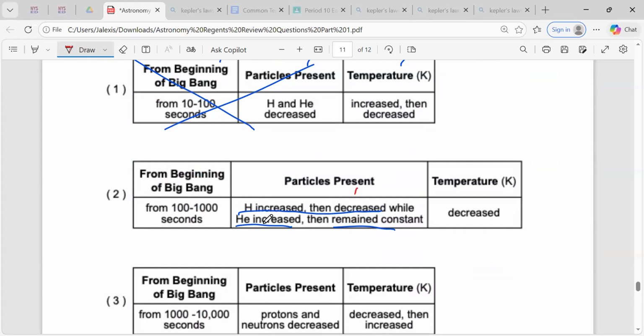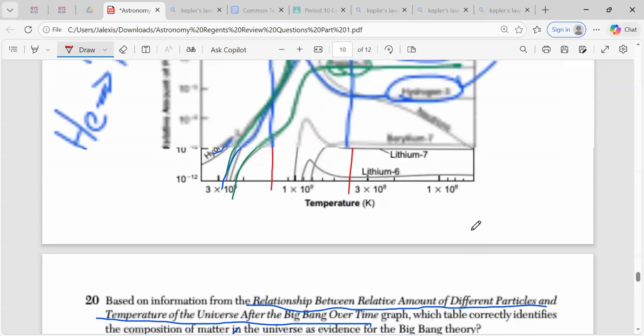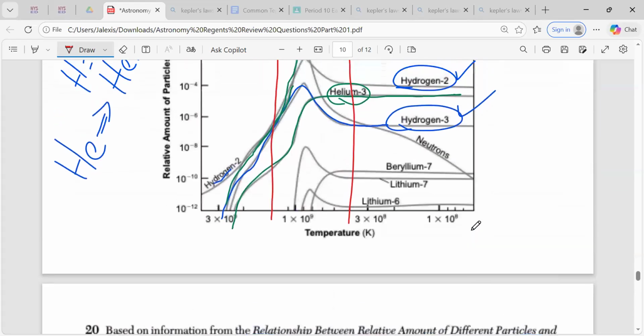So we cleared that hydrogen increases then decreases, and we also cleared that helium increased and then remained constant, so straight line. And does the temperature decrease? Well, take a look at our temperature numbers.